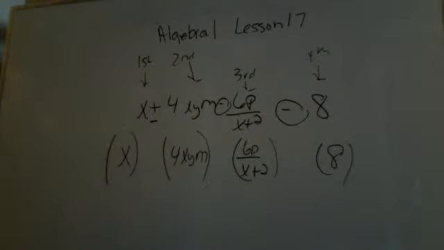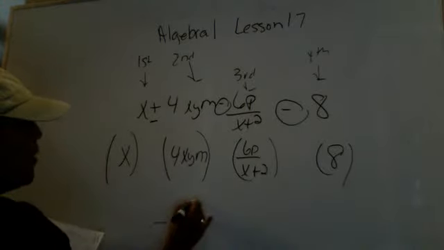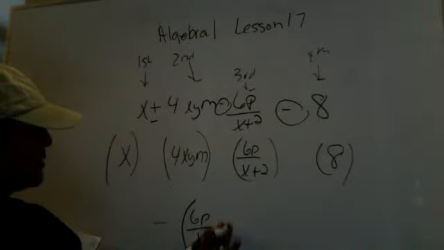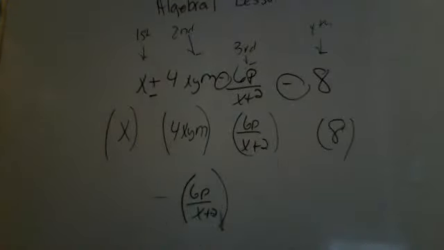Now if you notice there's a minus here, and it's really important that you don't forget this negative, that this negative goes to the whole expression. So you have to write it like this and understand that the negative goes to the whole term, not just the top, not just the bottom, it goes to the whole thing.